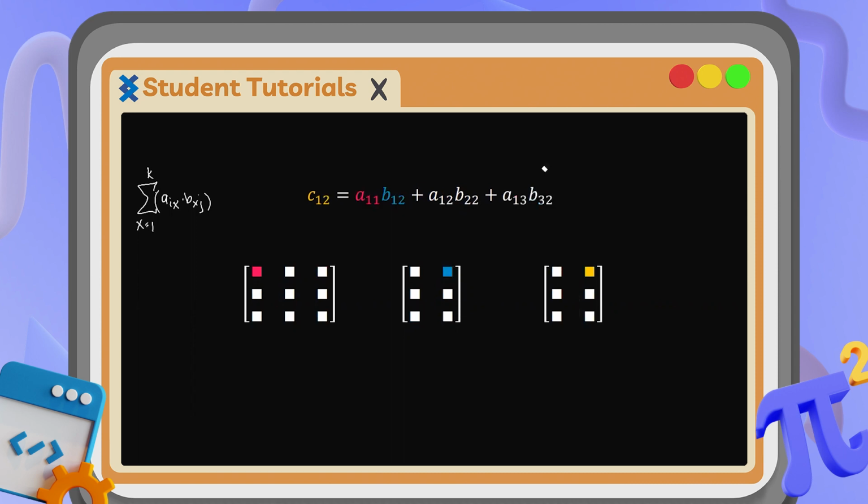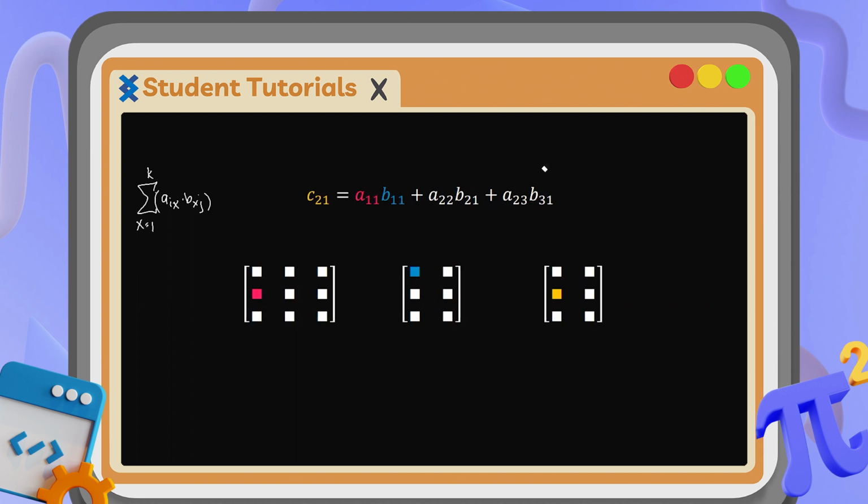So for the next term, which is C sub 1, 2, again, apply as follows. A sub 1, 1 and B sub 1, 2. Multiply A sub 1, 2 and B sub 2, 2. And A sub 1, 3 and B sub 3, 2. And then I'll leave it here to help you see how to multiply the next following terms.